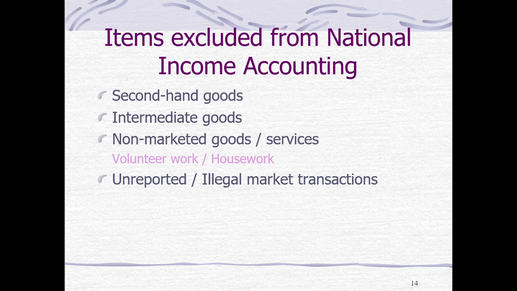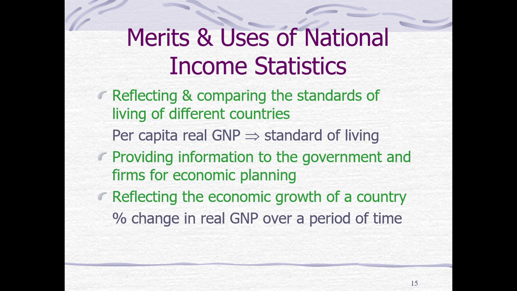For instance, in Ghana, prostitution is not legalized. So the money they earn, we cannot go to prostitutes and ask them, how much do you earn? We want to calculate national income. They are illegal activities, so they are not considered. They are not calculated as part of national income.